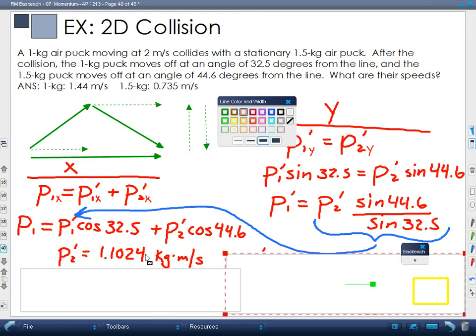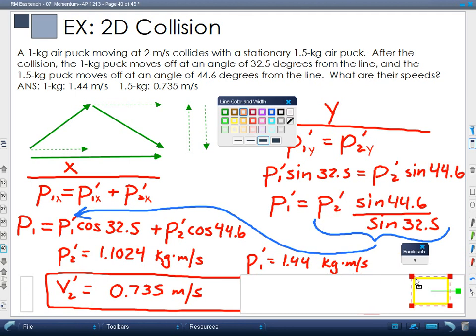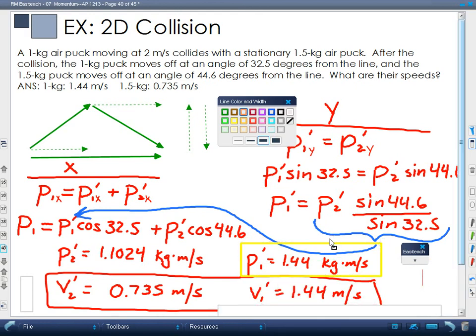And we get a momentum. To get the velocity, that's easy. You divide by the mass. And V2 prime is 0.735 meters per second. You plug back into this. This is similar to what we did for elastic collisions. Plug back in your P2 prime value in here. And you'll have P1 prime, and that ends up being 1.44 kilogram meters per second. And now we can get our final answer for V1 prime by dividing by the mass.